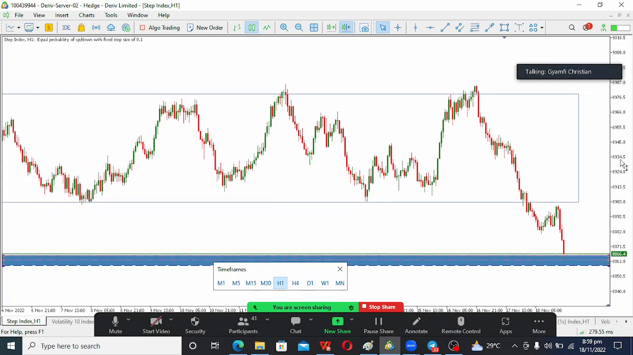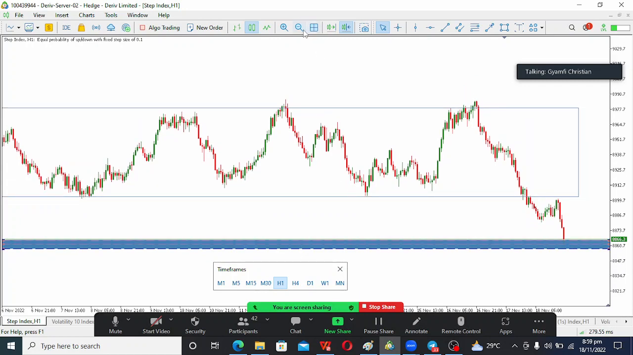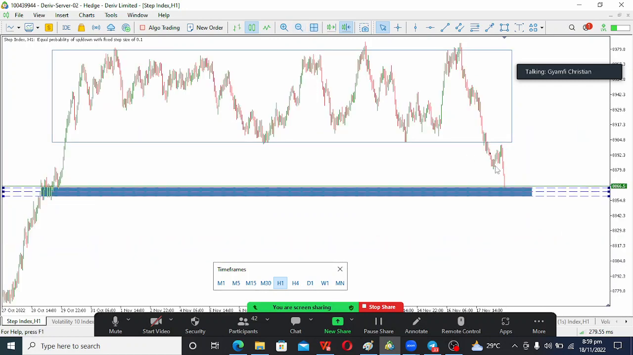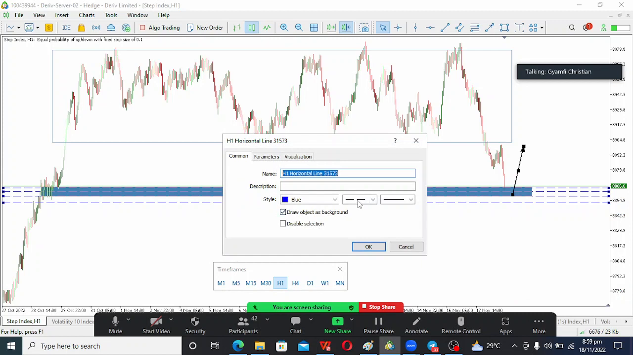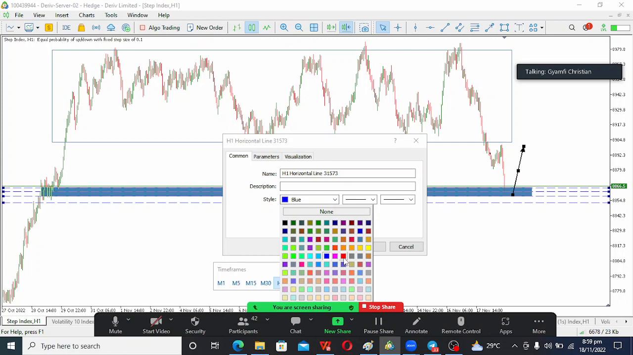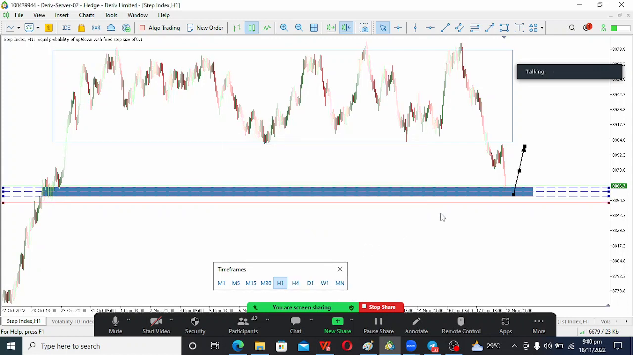If you are to set a stop loss for this buy, let's assume you are going for a buy. This is where you need to put your stop loss, a small distance below the zone. You are not supposed to risk much. Depending on your risk appetite, you are not supposed to lose much money. A little below the zone.